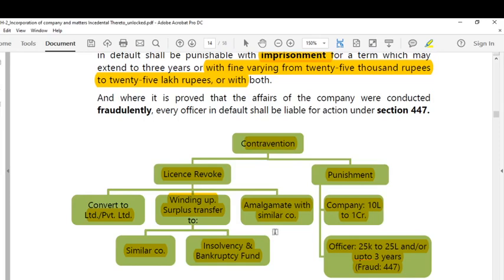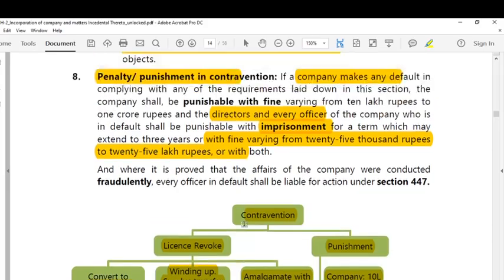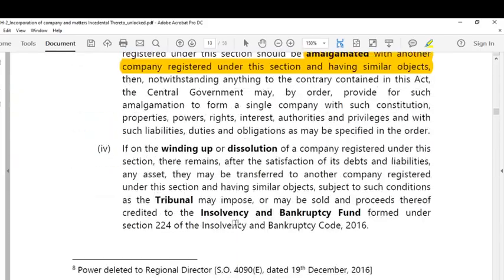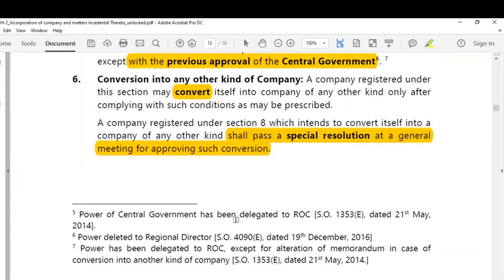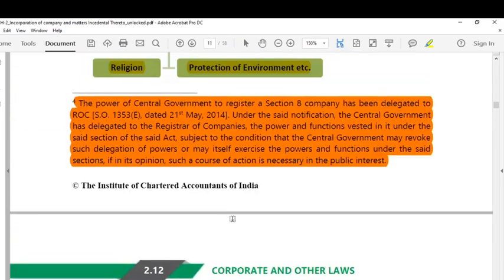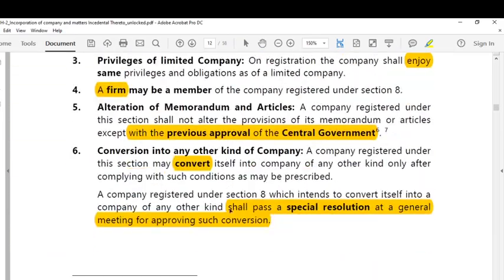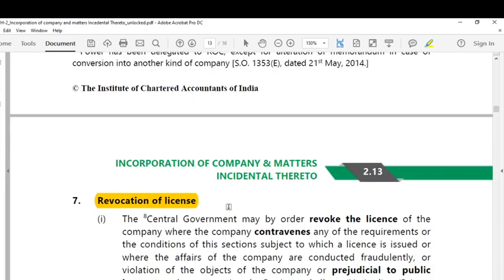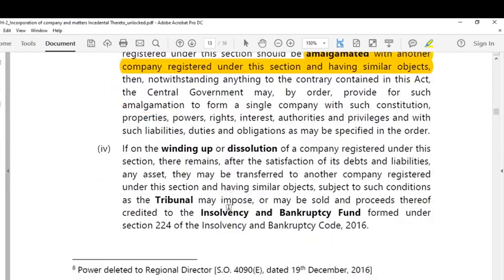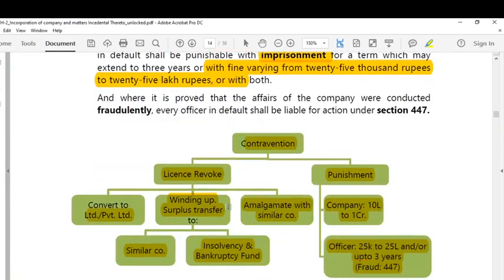So you may get a question exclusively under the contravention, or you may get a comprehensive question about the objects of a Section 8 company and its special provisions. Apart from that, in case of a contravention, what is the course that is prescribed under the Companies Act? See, there is a small and beautiful flow chart given here. So contravention, what can happen? The license can be revoked and punishment can be awarded.